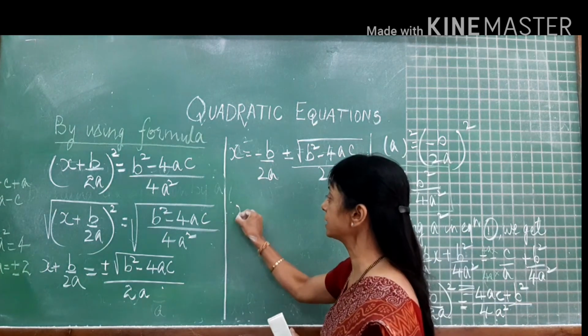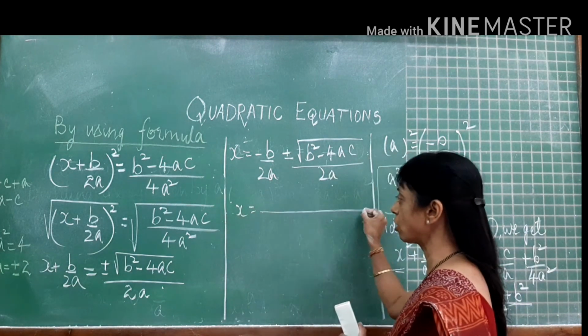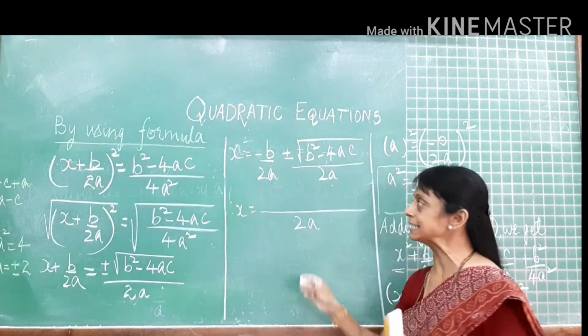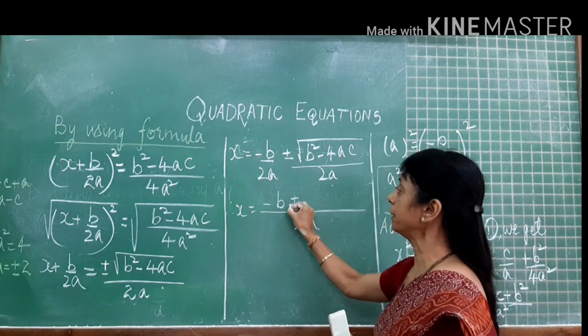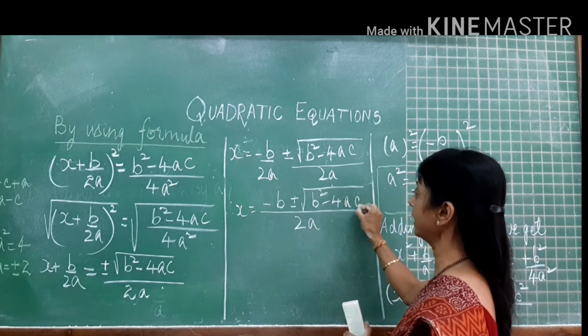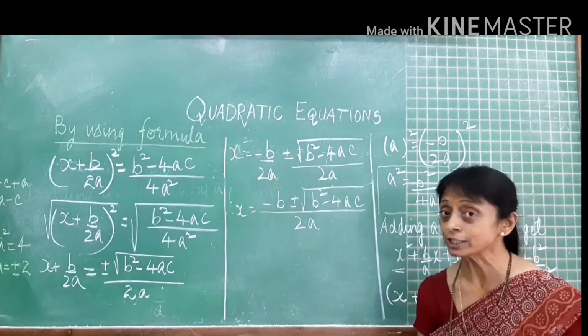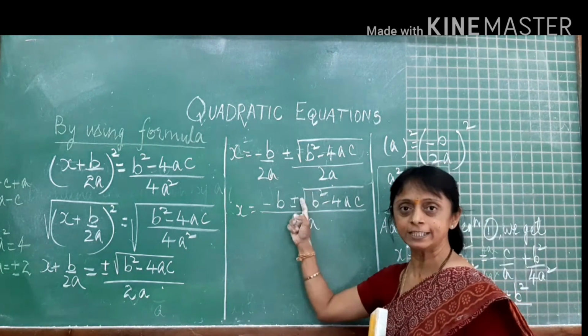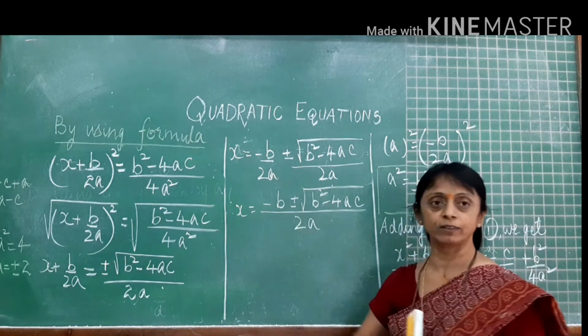So therefore x will be equal to, under a common denominator, so numerators will be picked up and written as it is, minus b plus or minus square root of b square minus 4ac. Now children, here you get two answers. Where are these two answers written? Over here, right over here. One with a plus sign, one with a minus sign.